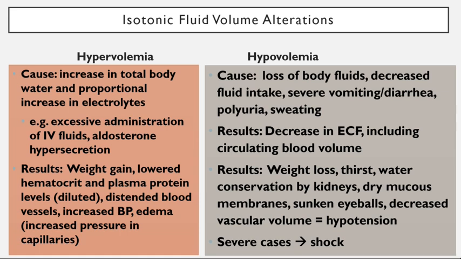So you can go over this. It makes a lot of sense, right? If you just recognize those concepts where you have increased total body water, so hypervolemia, everything's proportional, but you have a lot of volume and excessive fluids. It results in weight gain because that's water weight. It's not like fat or anything, but a lower hematocrit because you've diluted the cells. Your plasma protein levels are diluted, distended blood vessels, and increased pressure in the capillaries. So all that makes sense.